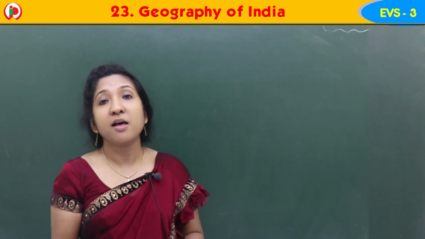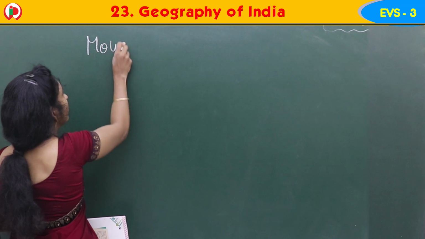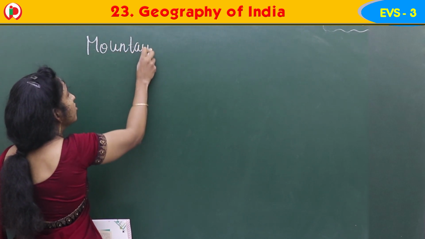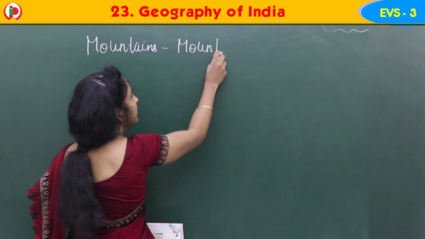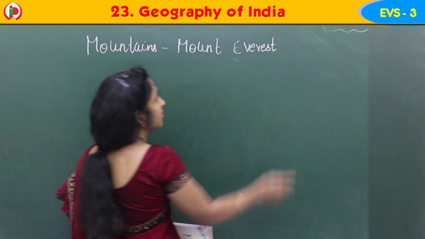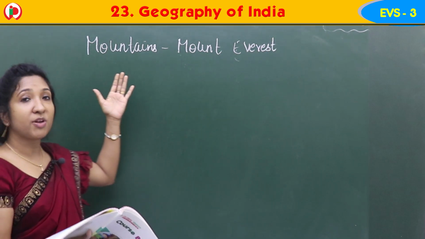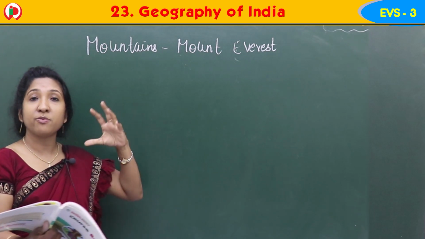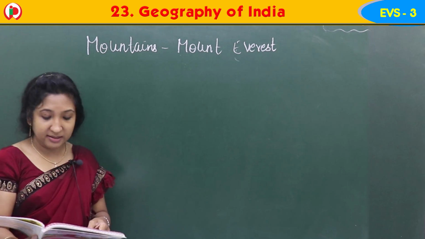The highest peak, the highest mountain, is Mount Everest, isn't it? The highest mountain is Mount Everest, located in Nepal. Many rivers like the Ganga and Yamuna flow from the mountains to the plains.